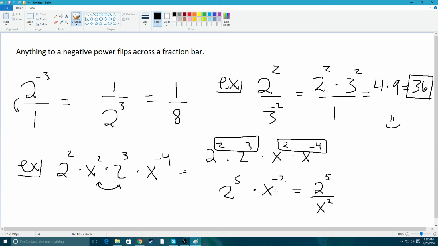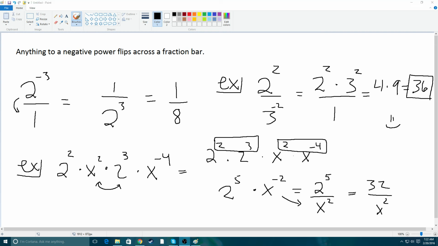But if it's a negative exponent, you drop it below the fraction bar. So 2 to the 5th is equal to 32, and x squared is on the bottom. Okay.